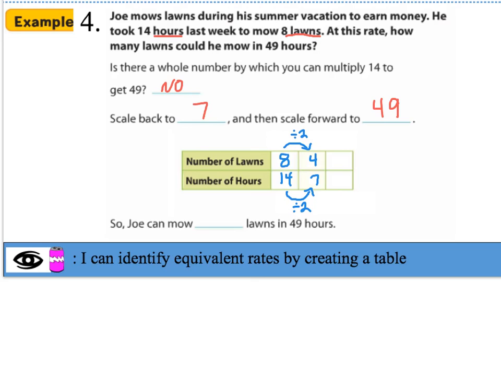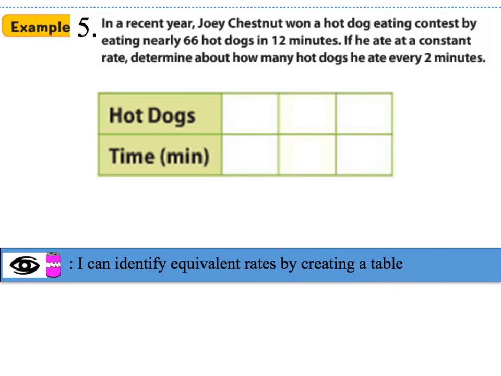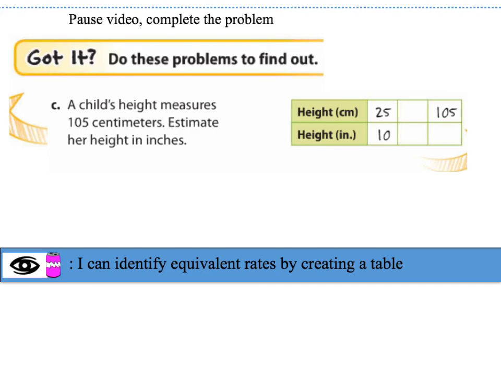So I need to make sure I get 49 hours. And right now I'm at 7. But I can make 7 look like a 49 by multiplying 7 times 7. So if I do that to the bottom, I get 49. I have to also make sure I do it to the top. So multiply by 7 and I get 28. So we know that Joe can mow 28 lawns in 49 hours. So go ahead and pause the video, complete the got it problem, and we will discuss the answers in class tomorrow.